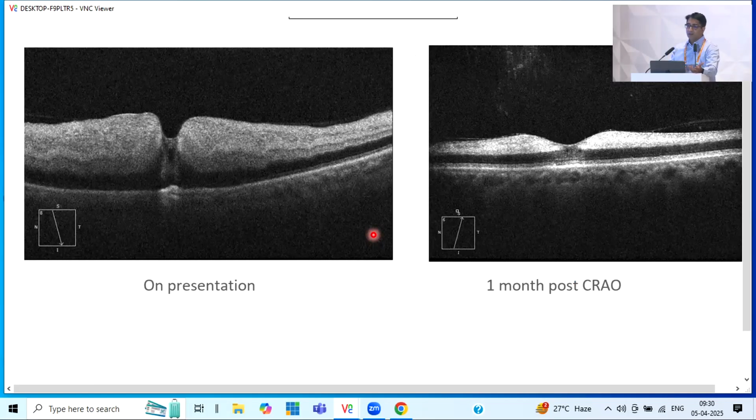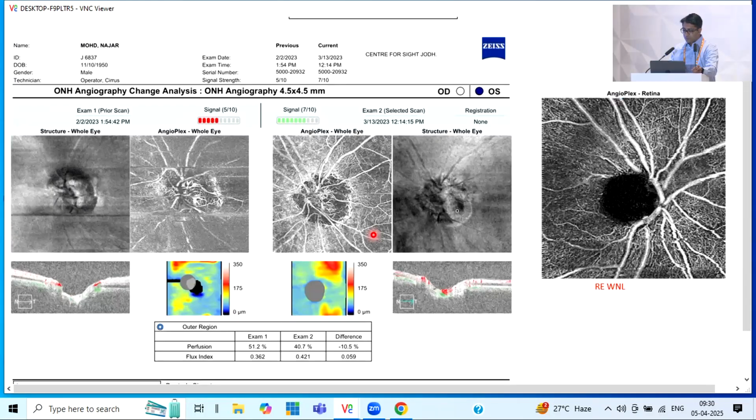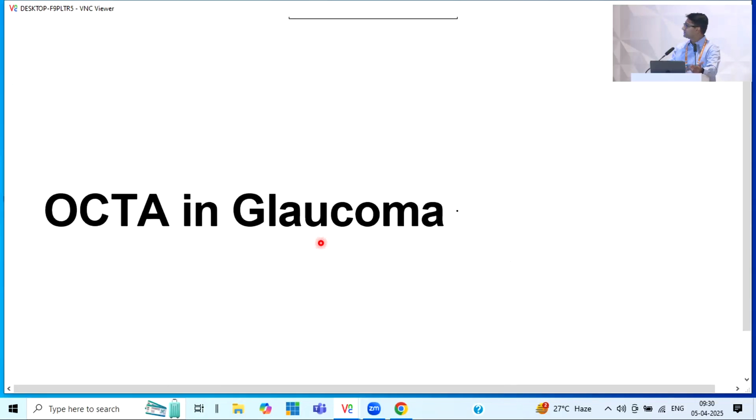He developed an MI 7 days after the CRAO, and when he came back after a month, you see again the peripapillary area, the vascular density in the normal right eye, and the peripapillary density which is markedly reduced in the CRAO eye, even after recanalization of the vessels. So even in this follow-up, we can see how capillary perfusion is taking place in these CRAO patients.